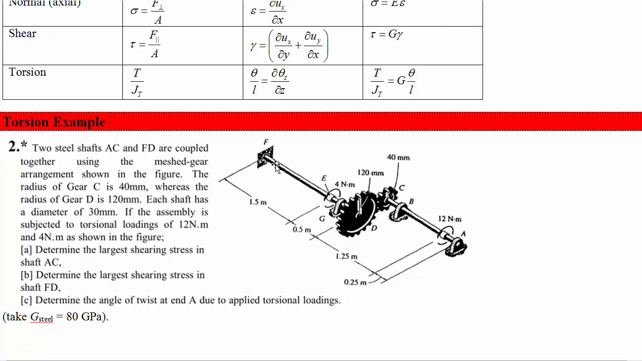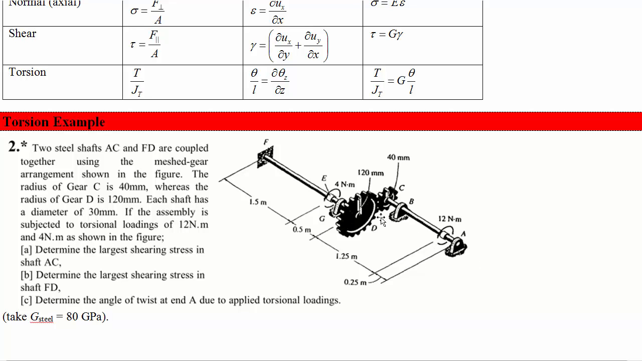So what's going on is we've got a fixed support over here. We've got a shaft, 30 millimeter diameter, and it's made of steel with a shear modulus of 80 gigapascals. And it's connected by this gear, 120 millimeter radius. Did I say radius? This is 30 millimeter diameter, this shaft. And then this gear has a 40 millimeter radius. So these gears are connected, and that gear is connected to this shaft, which has the same diameter as the shaft over here, as shaft FD.